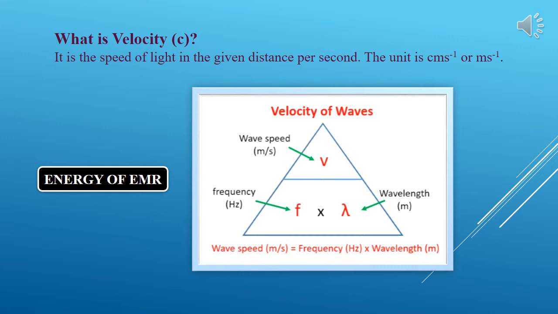And the wave speed is analyzed based on frequency and wavelength. So velocity is the product of frequency and wavelength. It is mentioned in the diagram. You can observe V equals F into lambda. F represents frequency and lambda represents wavelength. The unit is also given, so wave speed has the unit meter per second or centimeter per second.